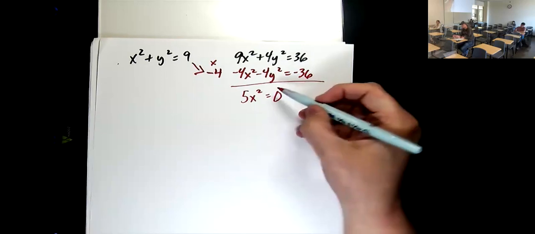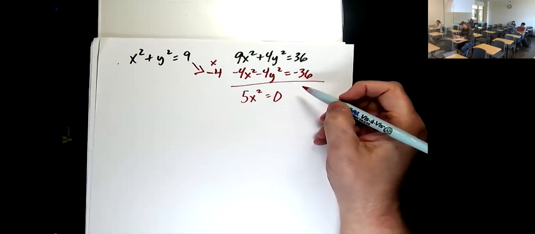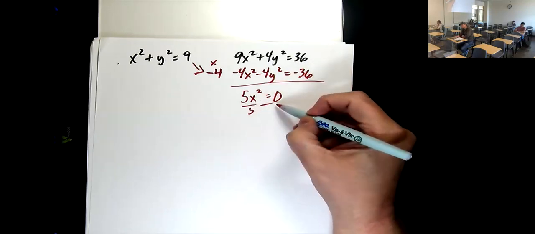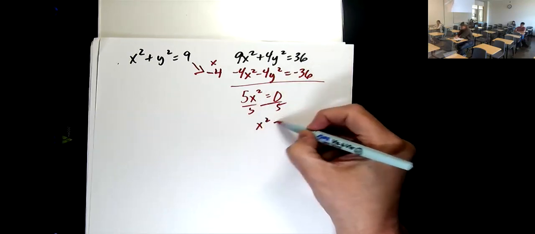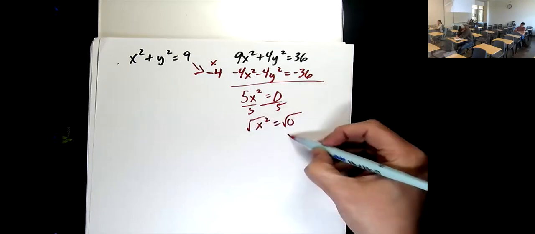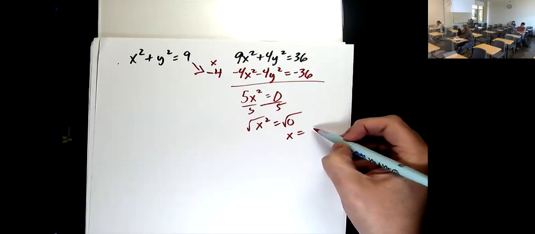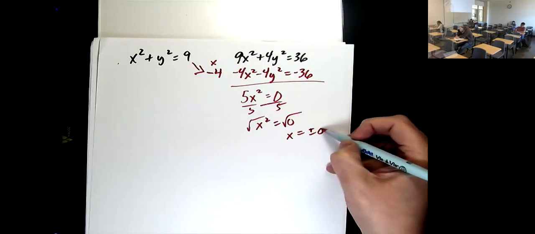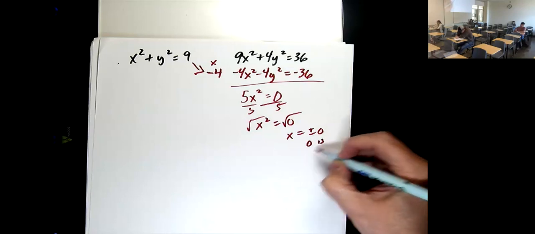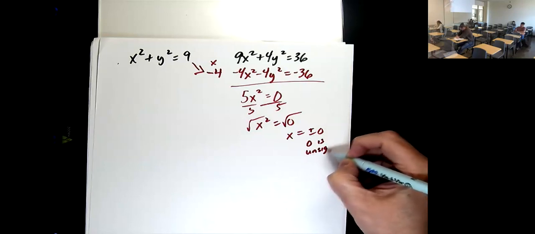Now, hopefully you can recognize that x just has to be 0. But otherwise, divide both sides by 5. X squared equals 0. Take the square root of both sides. X equals, well, when you take the square root of a number, it's really plus or minus 0, but 0 doesn't have signs. So it's just x equals 0.